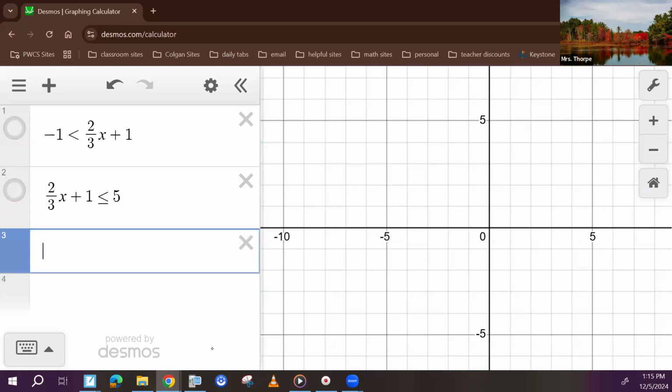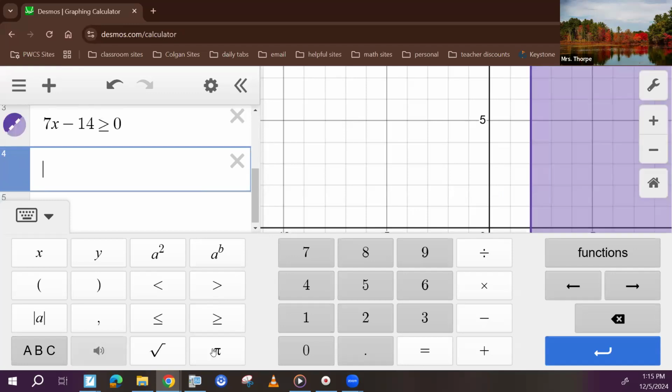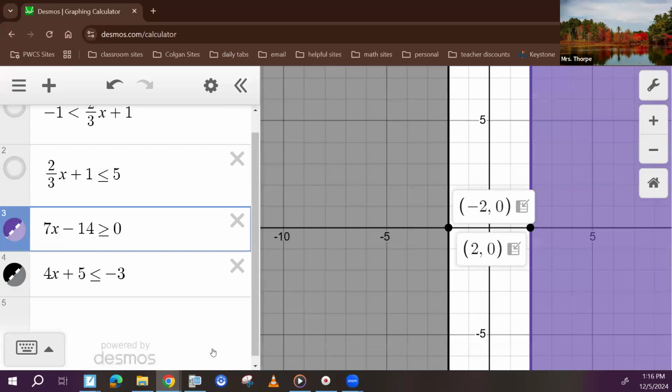And then for your or inequalities, if I put in number 4, you have to do this separately. 7x minus 14 is greater than 0 and 4x plus. So on this, I can clearly see that this one is going just to the left, this one is going just to the right, and that would be where my graph is. And I could look at those two numbers to figure that out as well. Questions on how you could check yourself in Desmos?